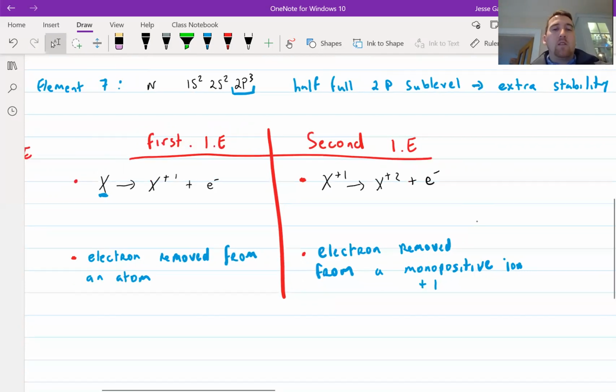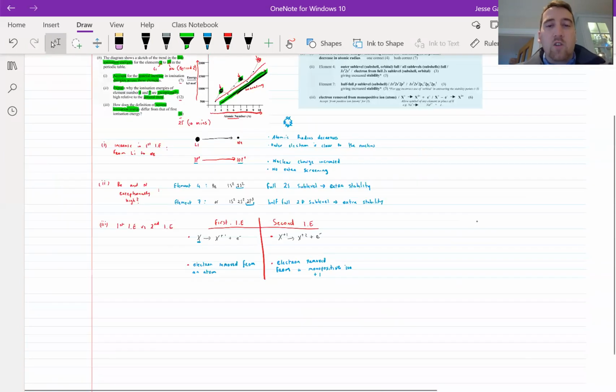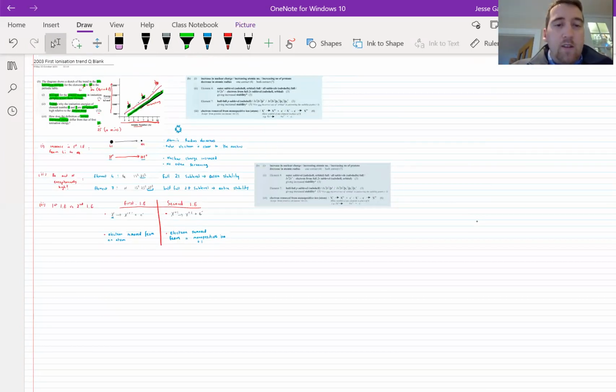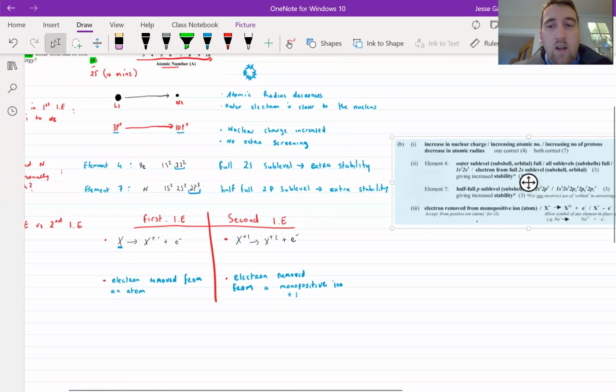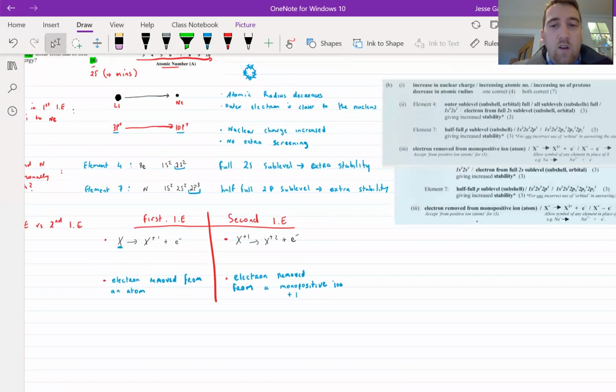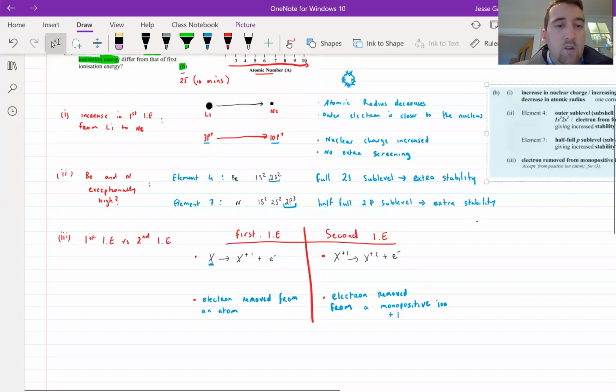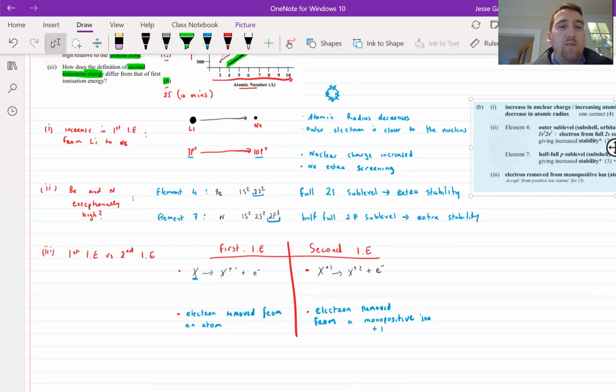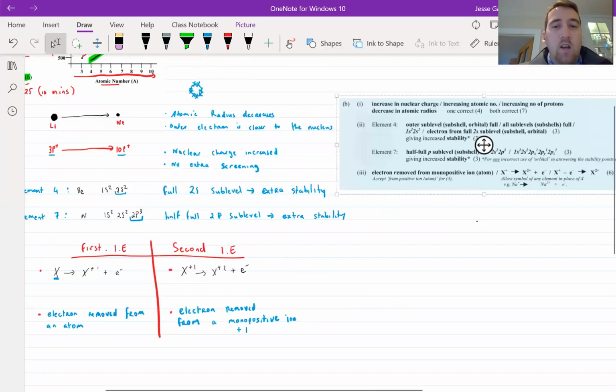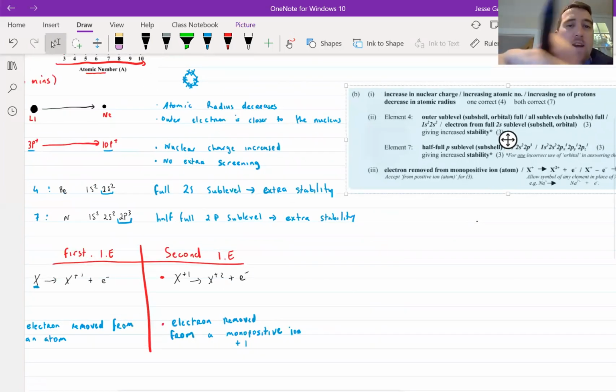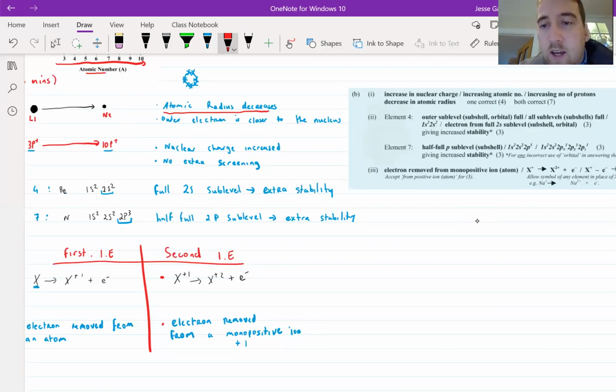Okay, all right, guys. So let's quickly pull up the marking scheme for this and take a quick look. Let's look at the first one. Part 1, we were asked to explain the general increase in first ionization energy from lithium to neon. What did we say? We said that the atomic radius decreases. Let's look in the marking scheme. It says decrease in atomic radius. There it is. So that's 4 for the first one.